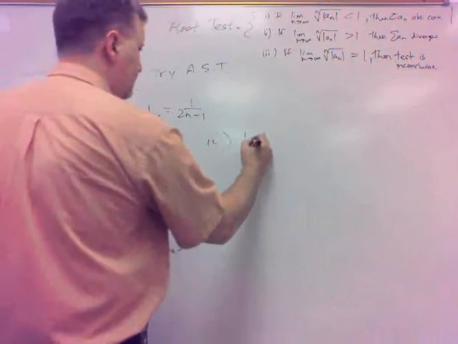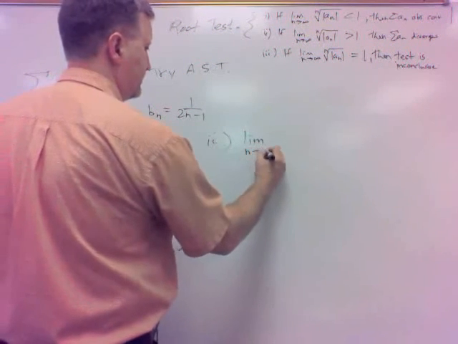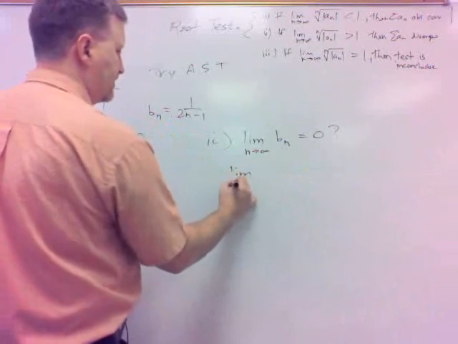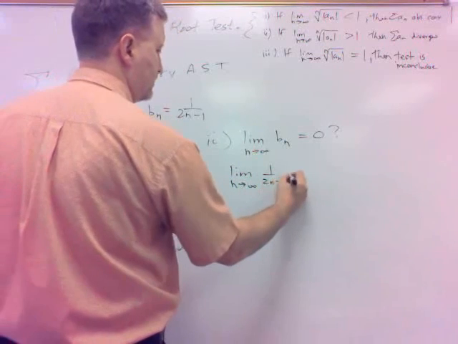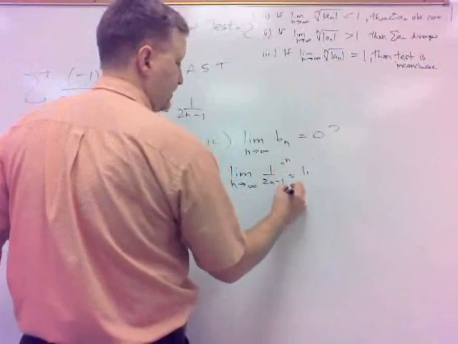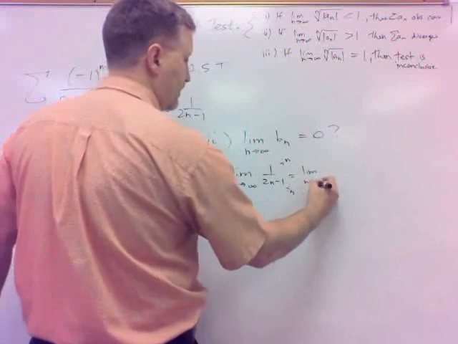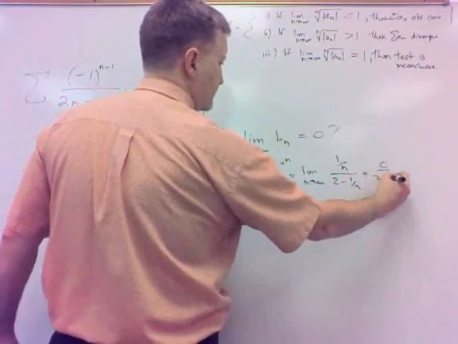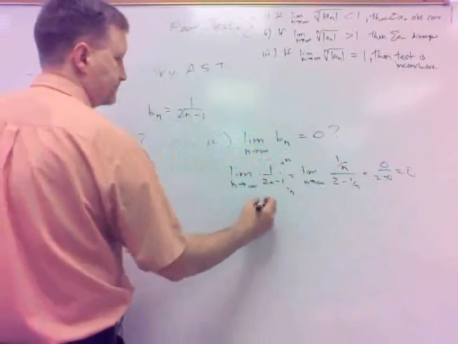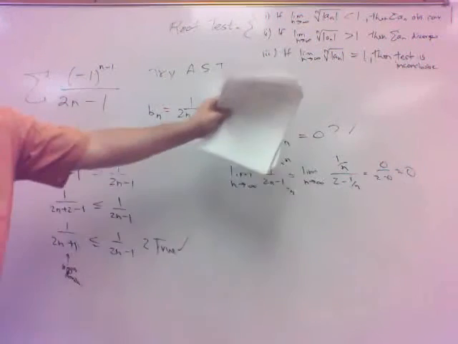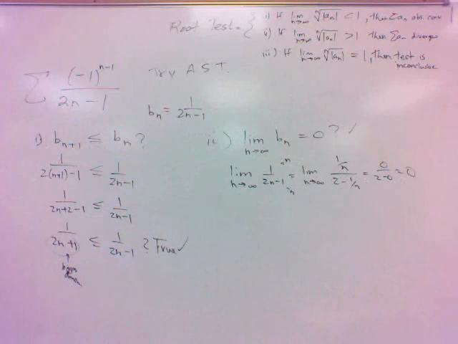It's got to equal zero. The limit of the b sub n's as n goes to infinity needs to equal zero. So we look at the limit of b sub n, which is 1 over 2n minus 1. Maybe do a little divide by n action here just to make it all totally clear. That's 1 over n over 2 minus 1 over n. That's 0 over 2 minus 0. That's 0. Check. So we've got decreasing terms. We've got the limit of the b sub n's is 0. The alternating series test says, yeah, this converges.